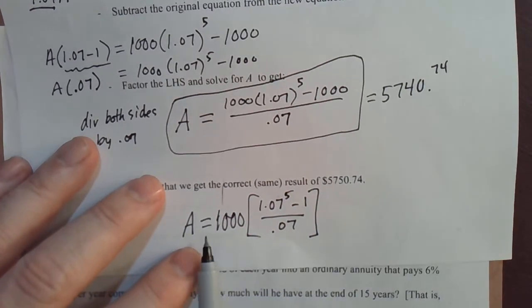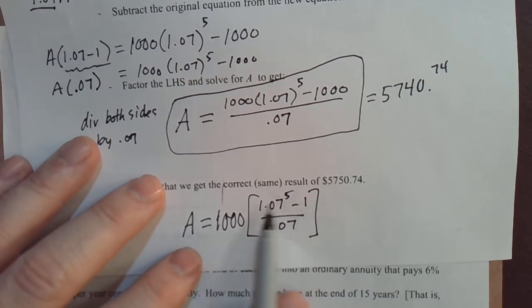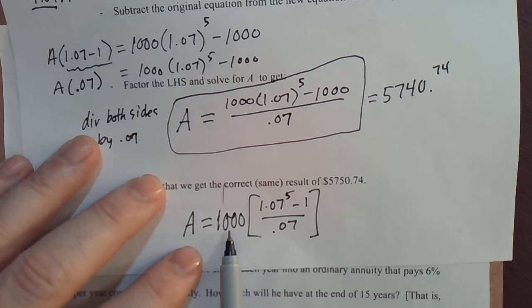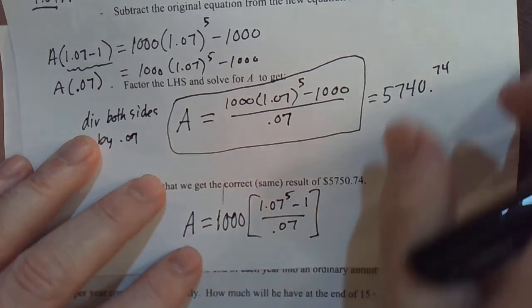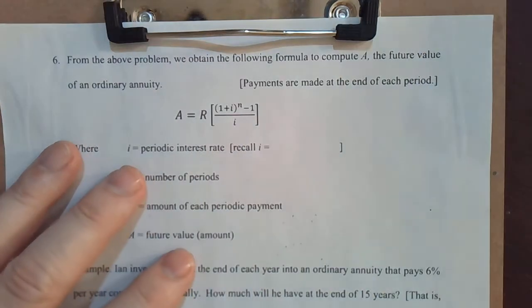Our new formula is going to look much more like this. Remember, this 1,000 is the amount of the periodic payments. This 5 is the number of times it's compounded. This was 5 years compounded once per year. And what is 0.07? The 1.07 here is 1 plus the periodic interest rate of 0.07, and this is the periodic interest rate of 0.07. That gives us the general formula here.